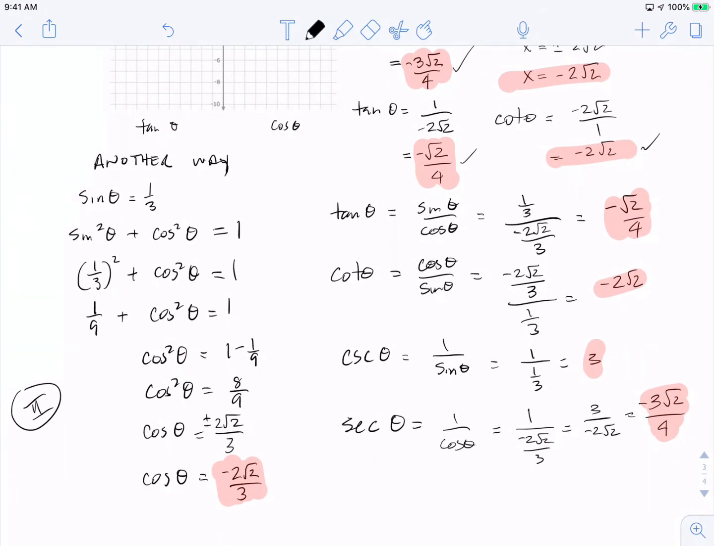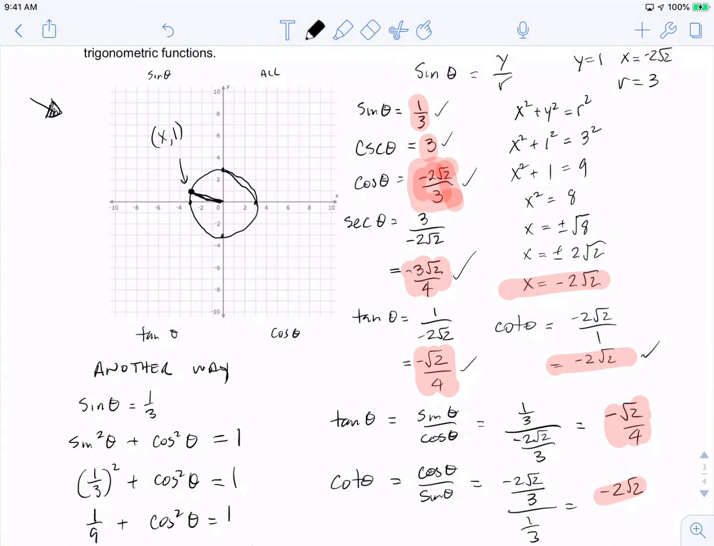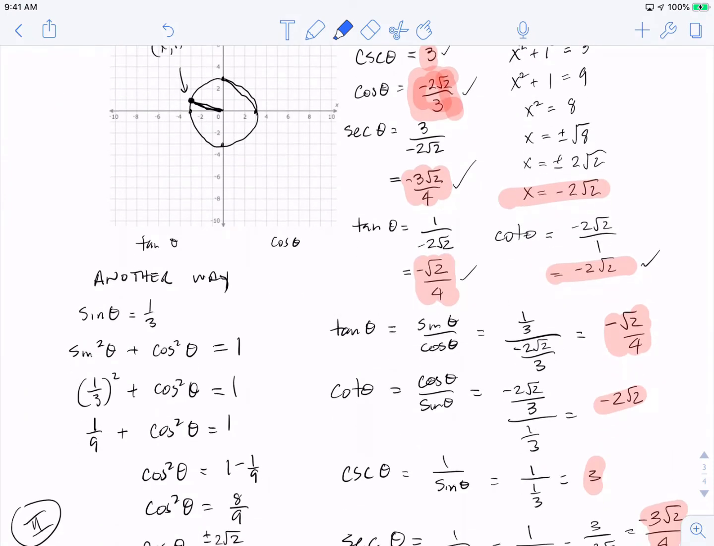So there's 2 ways to do it. One using the identity and the other using the formula for a circle. So this is the formula for a circle, x squared plus y squared is equal to r squared. And then here what I used is the identity to be able to solve it.